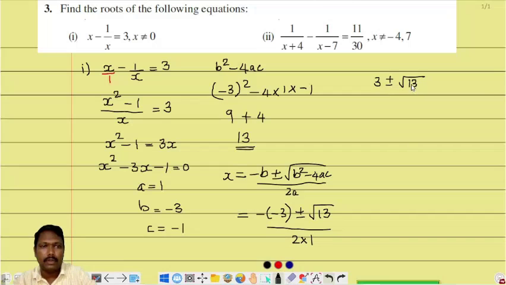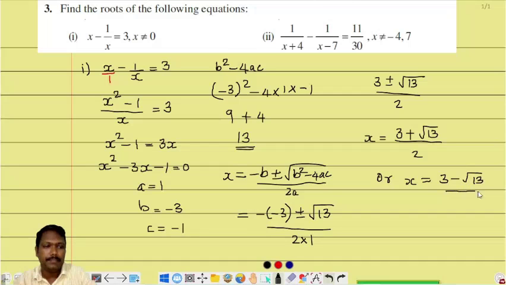Root 13 we don't know, so root 13 divided by 2. Now we can separate this. So x is equal to 3 plus root 13 divided by 2, or you can write x is equal to 3 minus root 13 divided by 2. So these are the roots of this equation, the solution of this quadratic equation.